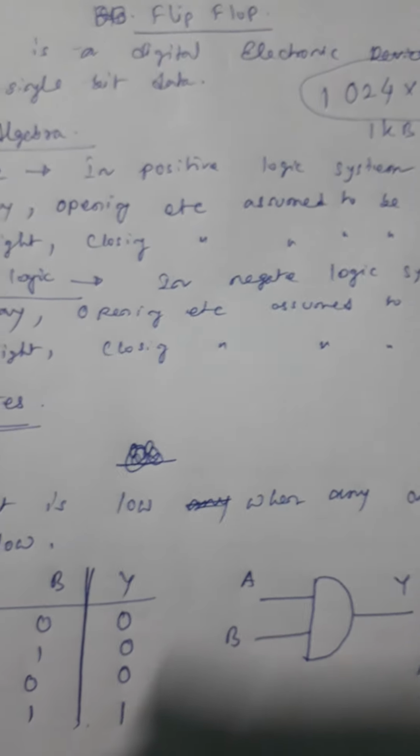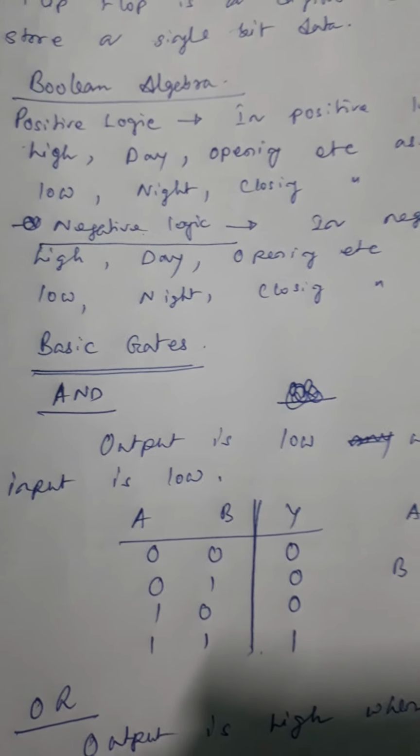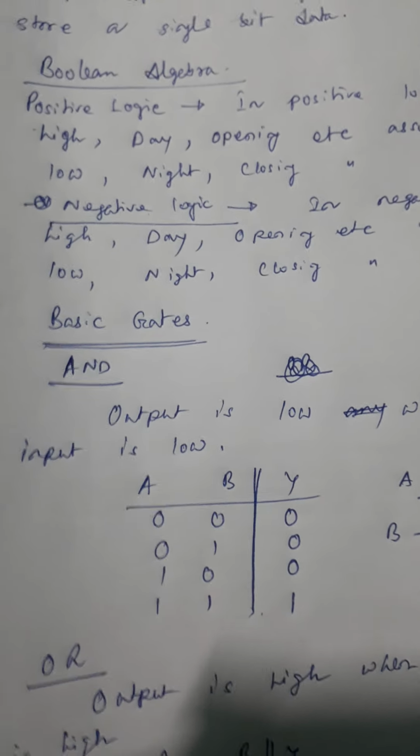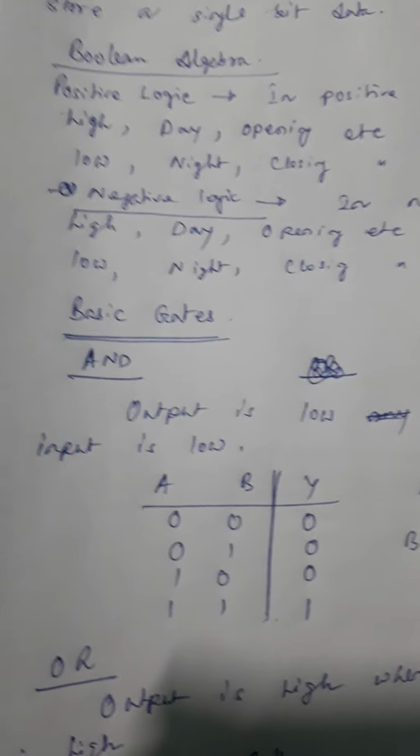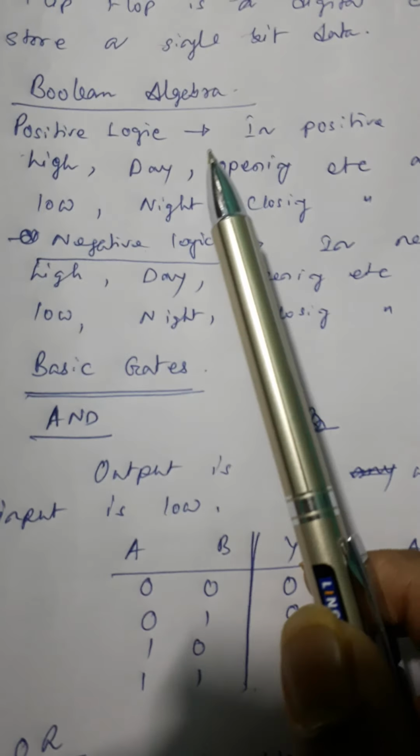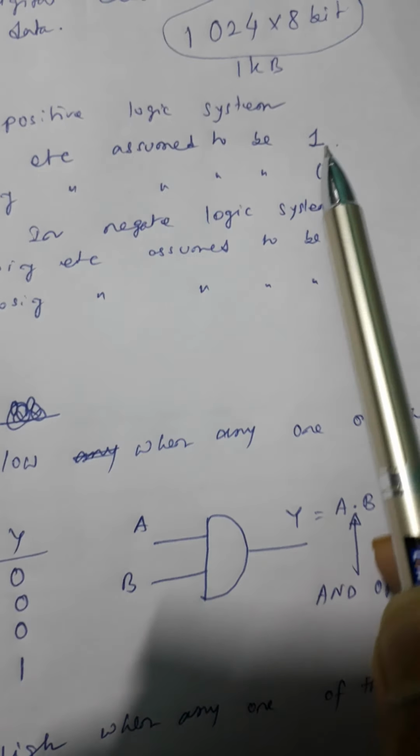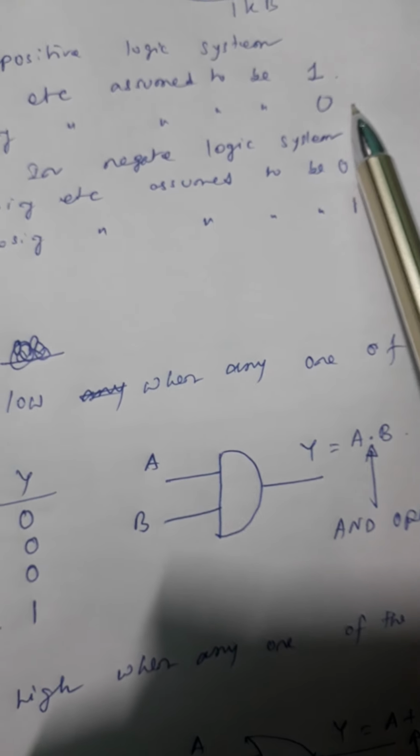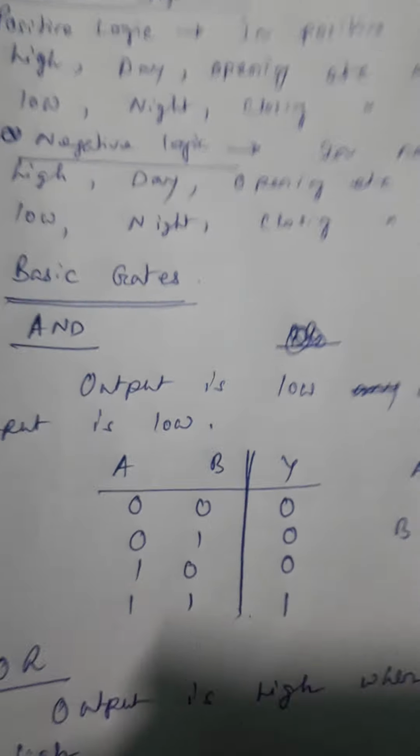Before understanding flip-flop, we must have the knowledge of Boolean algebra, its application, and the basic gates. Now, Boolean algebra works on two logics, right? In most cases, we use one of them only, the positive logic. In positive logic we assume high, day, opening, etc. to be 1, and low, night, closing, etc. to be 0. Positive terms are referred to as 1 and negative terms as 0. High means 1 and low means 0.